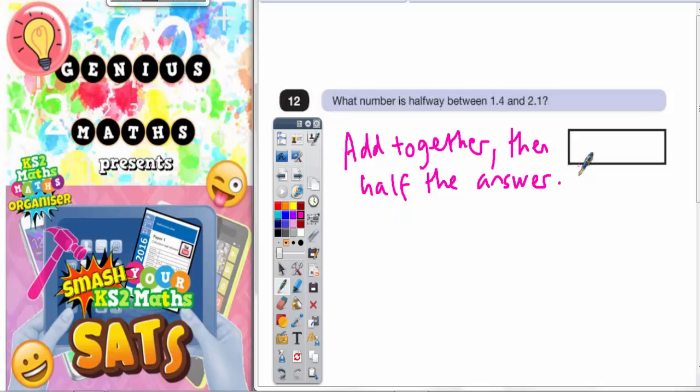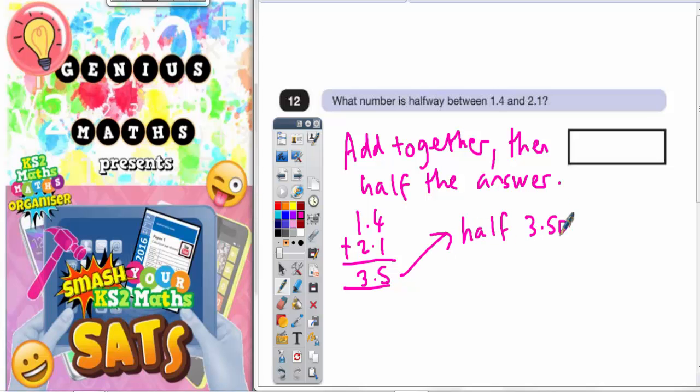So if we try that method, we'd have 1.4 add 2.1, so 4 add 1 is 5, 1 add 2 is 3, so we'd have 3.5. Now we'd have to halve 3.5, so half of 3.5 might actually be easier if we call it 3.50, because half of 3 is 1.5 and half of 0.50 is 0.25, and if we add those together we've got 1.5 add 0.25.